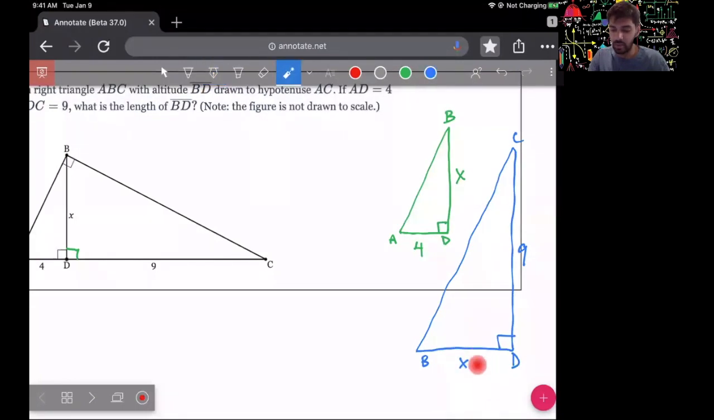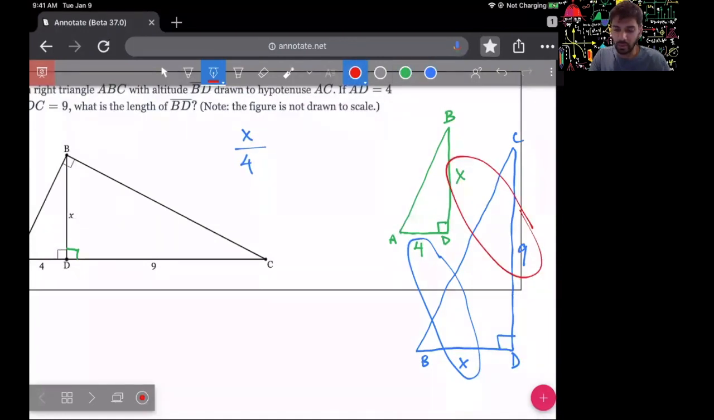So I'm going to use X over, this X goes over this 4 right here. These 2 guys. And I'm also going to match up these 2 guys. So I did X over 4, the bigger triangle and the smaller triangle after that. Bigger triangle, smaller triangle. So X over 4 equals 9 over X. And now what we want to do is solve this proportion. It's actually an equation now.